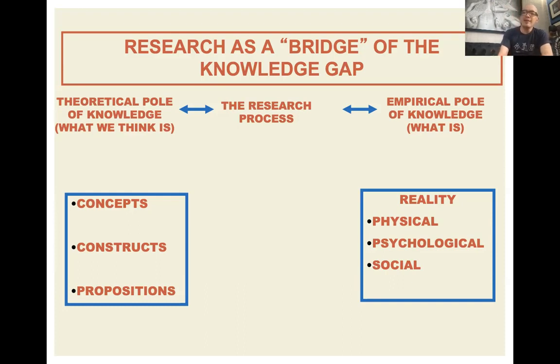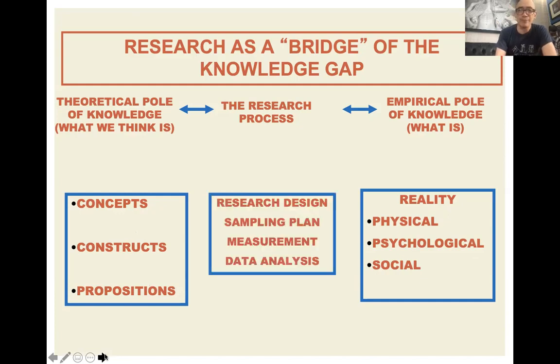Now, in a way, our interpretation of reality in terms of physical, psychological, and social will depend largely on the lenses that we use to interpret physical, psychological, or social aspects. In that sense, even if the theoretical pole is actually what we first designed, we look for the indicators of the theoretical pole in the empirical pole, and that's something that you have to pay attention to. What actually bridges the two, the theoretical pole and reality for that matter, is in fact our research process.